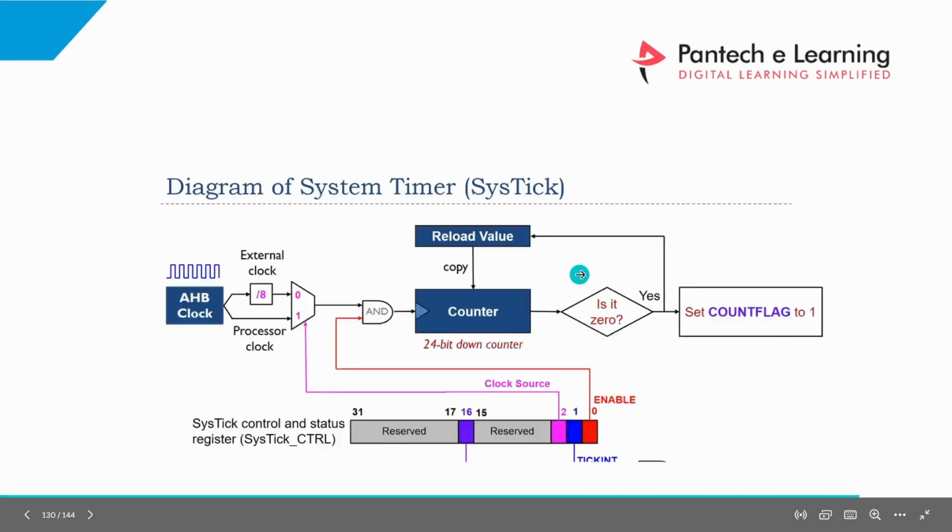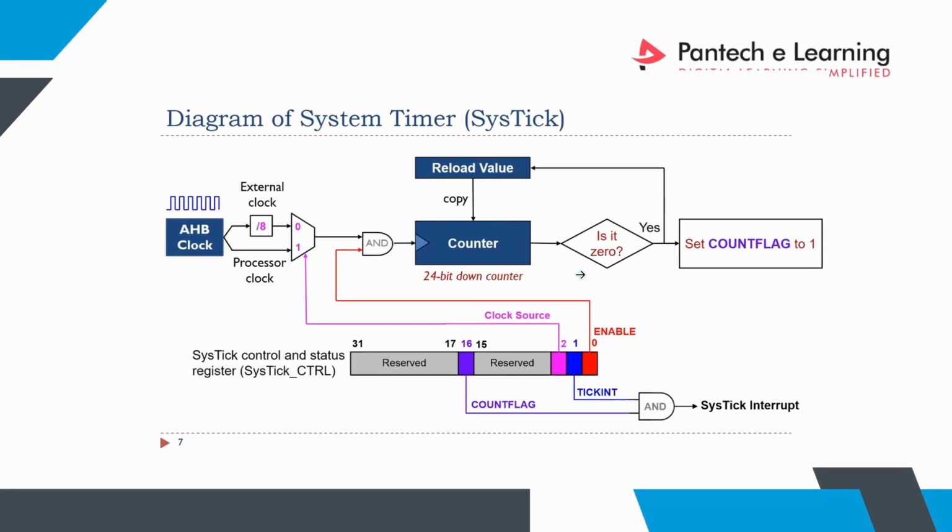Next, this is how the SysTick will be interfaced. It takes the clock from the AHB clock. It can be the processor clock, or it can be divided from the HCLK, which comes from the AHB prescalers. Now we have a control register. Its 0th bit will enable the counter. When we enable this counter, it goes to the counter. Before that we have to set the reload value.